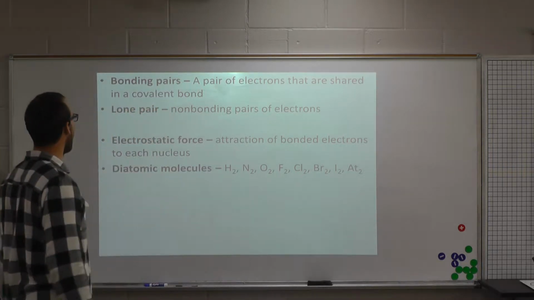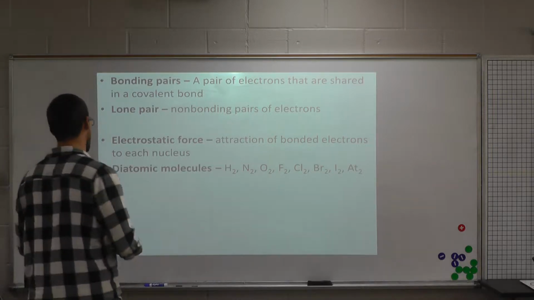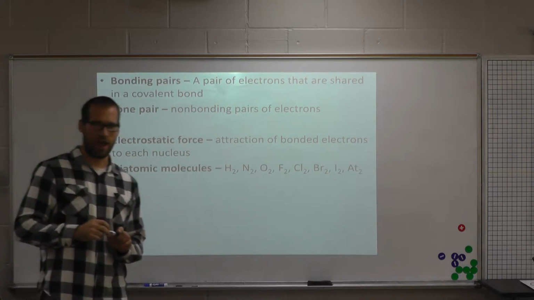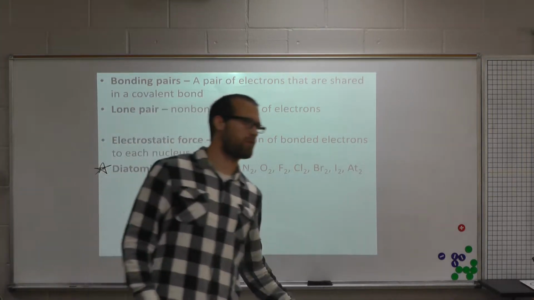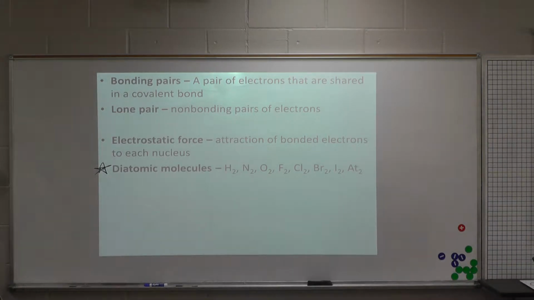Okay, my bad. Okay, bonding pairs, lone pairs, electrostatic force, diatomic molecules. First of all, we should be all good on the diatomic molecules. What rule helps us with identifying the diatomic molecules? The 7 on 7 rule. So I will review this again because it's really important when we start writing chemical equations. Because if you write hydrogen as a lone hydrogen in a balanced chemical equation, you're going to be wrong.